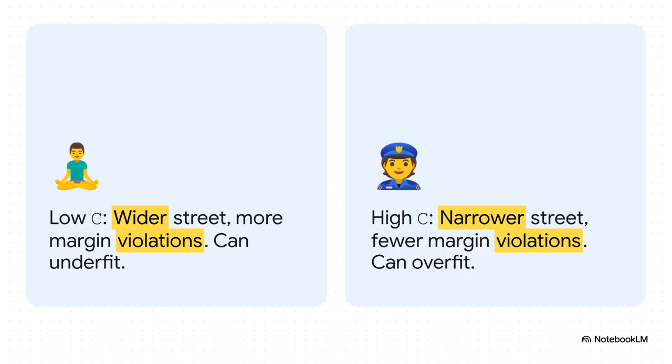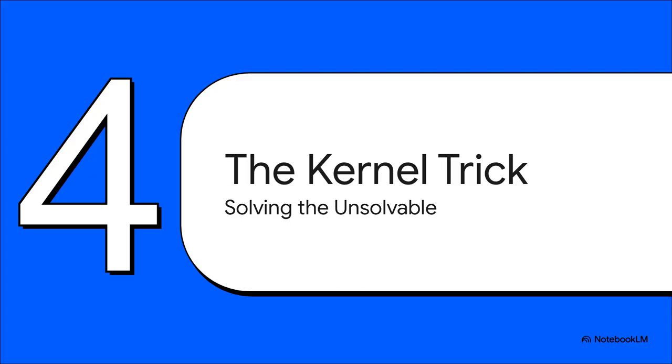A low value for C tells the model to prioritize a wide street even if it means tolerating more mistakes. That can sometimes underfit. But if you crank C way up, you're telling it to be super strict, creating a narrower street to avoid as many violations as possible, which runs the risk of overfitting. Finding that just right value for C is the name of the game. Okay, so a soft margin lets us handle data that's mostly linear.